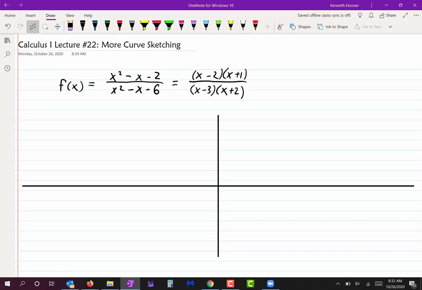Isn't it true that there's going to be a vertical asymptote at -2, and that's because of this, and there's also going to be a vertical asymptote at +3 because of this, right? So let's go ahead and put those in. We'll make them maybe red, okay?